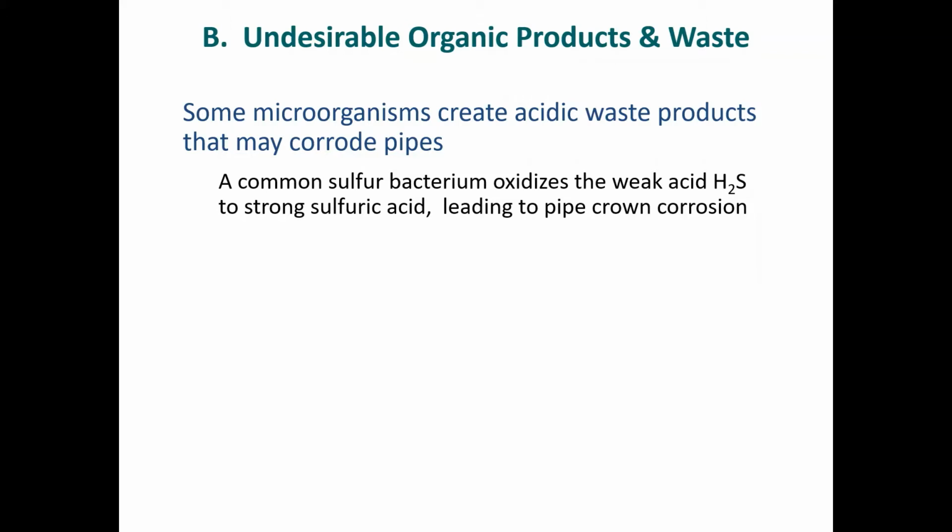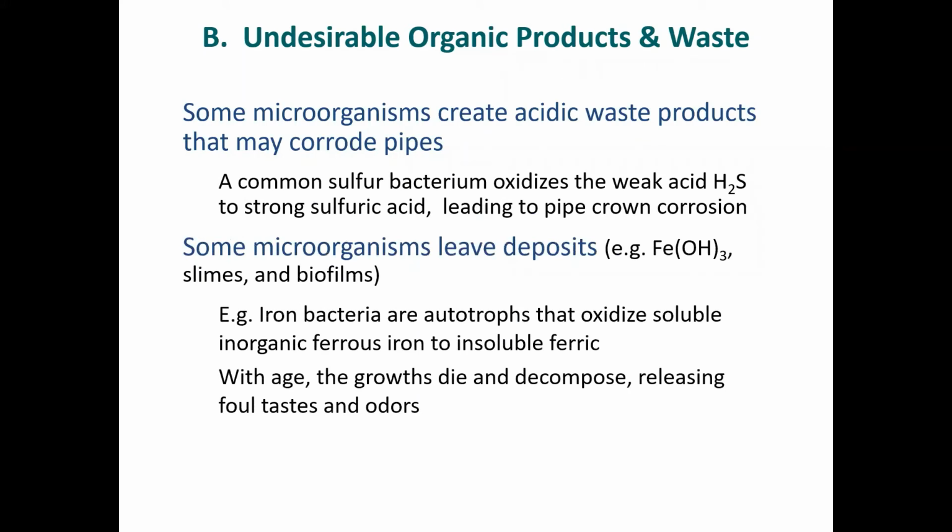So undesirable organic products and waste, I guess that should say C. This is really just talking about how there are a lot of different types of organic and living material that can cause us problems and undesirable things. You can see the example here is a sulfur bacterium that creates H2S, which in water dissolves and becomes sulfuric acid, and that can lead to pipe corrosion. It's not necessarily a problem you see everywhere, but anytime you have living organisms, there's the potential for them to get in there and cause undesirable byproducts.